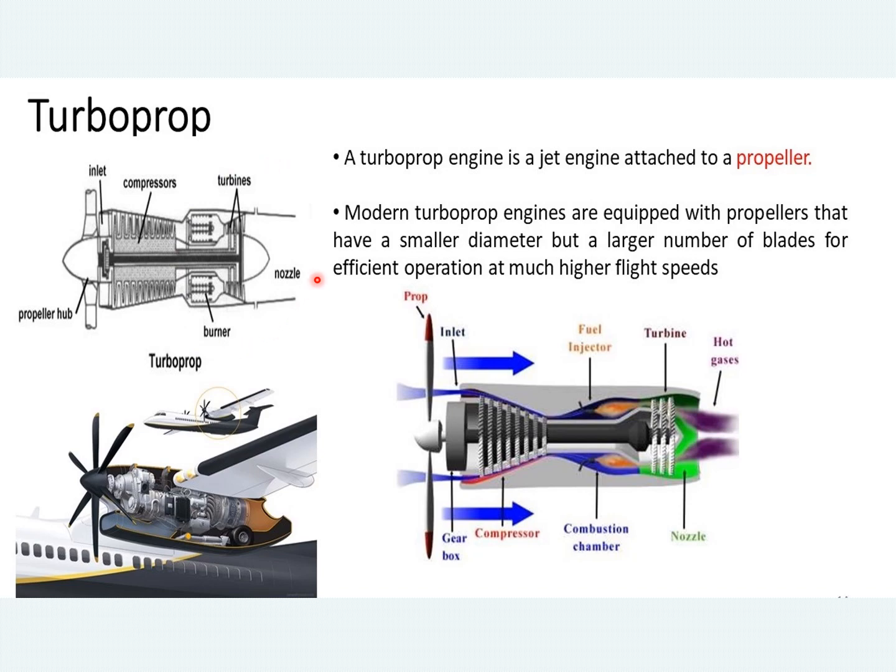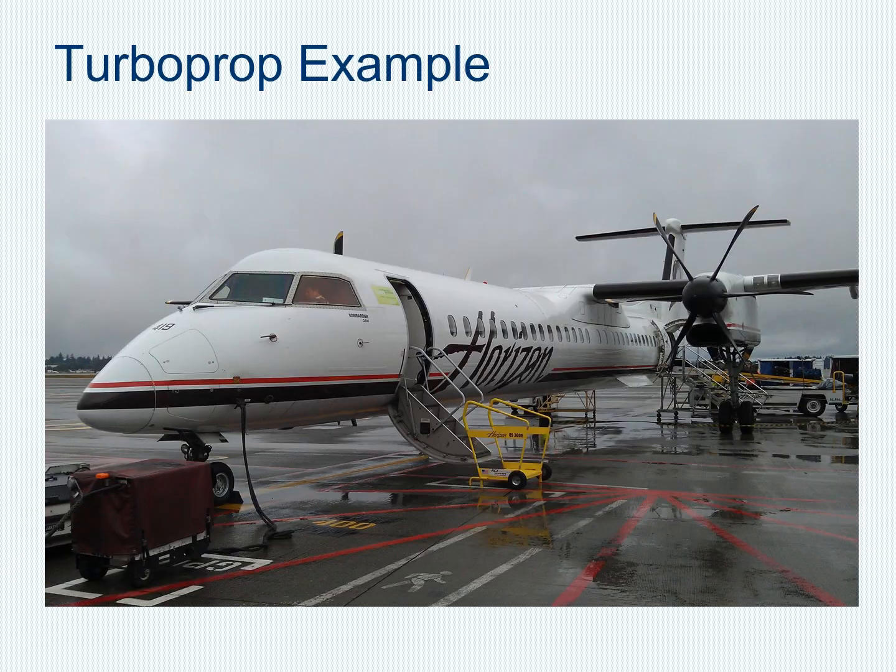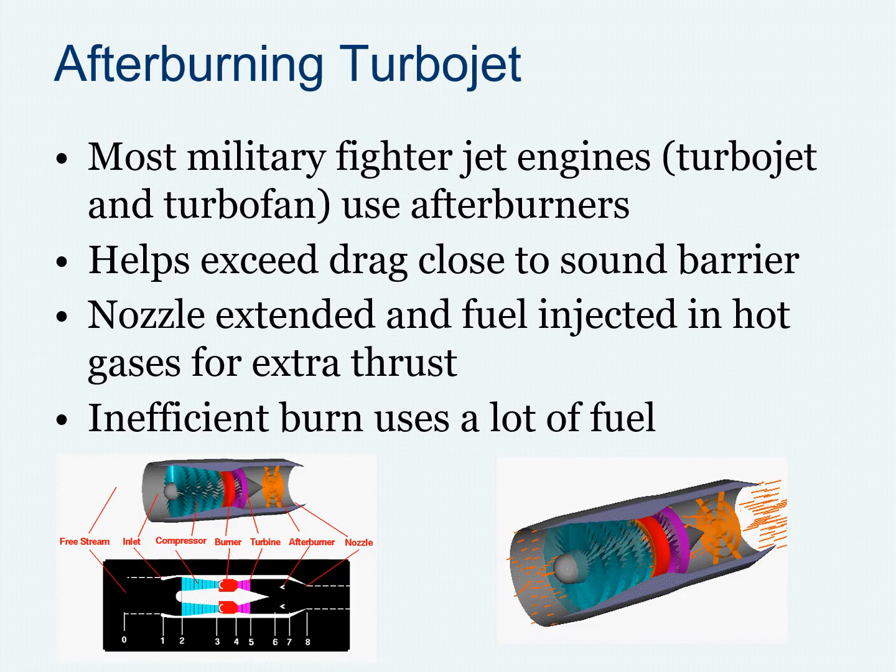If you see the turboprop engine, here we have the same inlet, compressor, combustion chamber and turbine nozzle. But here in front it has the propeller. When the propeller rotates, it pulls the mass of air behind it. That's how we get thrust in this engine. These are some examples of turboprop engines.